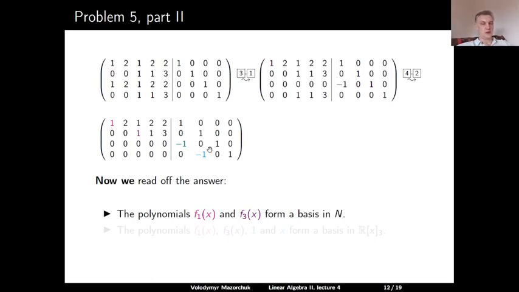If we look in the whole matrix, then we see that the leading elements are in the columns 1, 3, 6, and 7. These columns correspond to f1, f3, the polynomial 1, and the polynomial x. Therefore, the polynomials f1, f3, 1, and x form a basis of the vector space of all polynomials of degree at most 3. And we see that this basis extends our chosen basis in N.